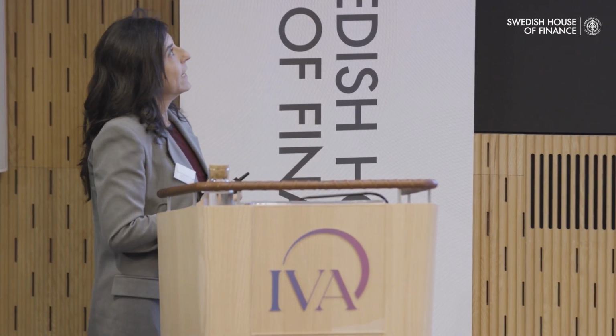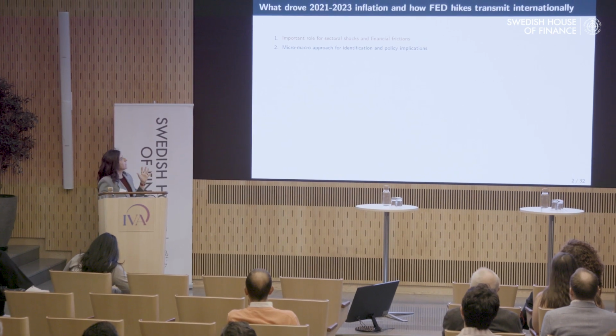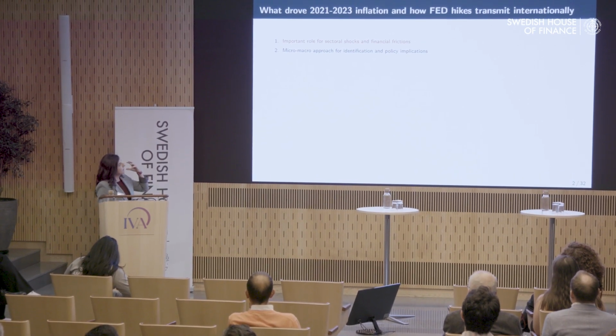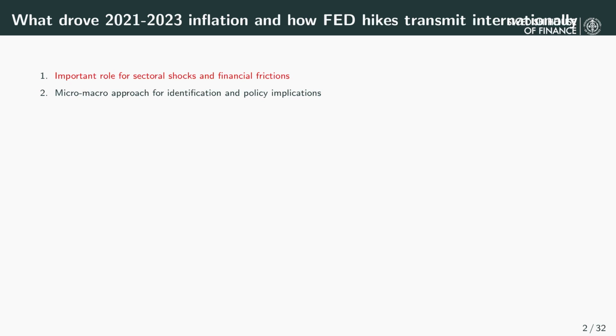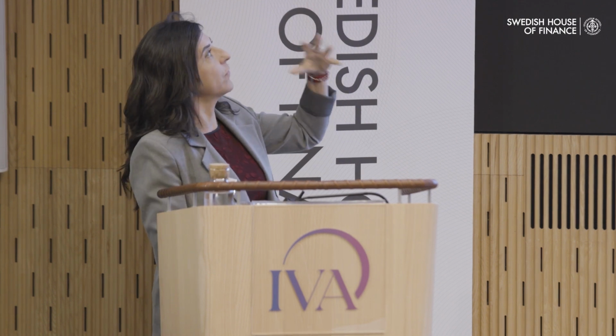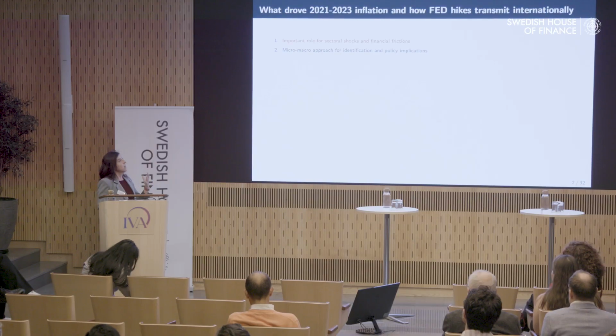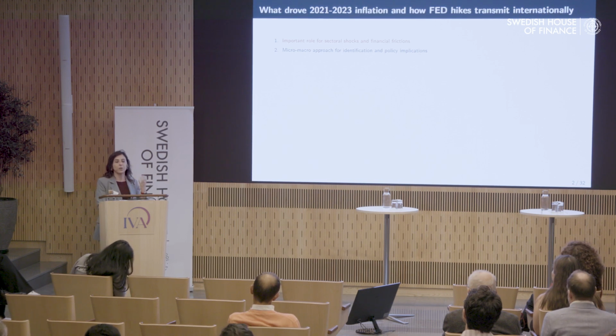This presentation is going to be about several papers, and I'm going to list them in a second. They have a common element in terms of the important role of sectoral shocks and financial frictions, and that is not just going to help us explain the last 3 years of events, but also help us understand the US monetary policy transmission to the rest of the world.